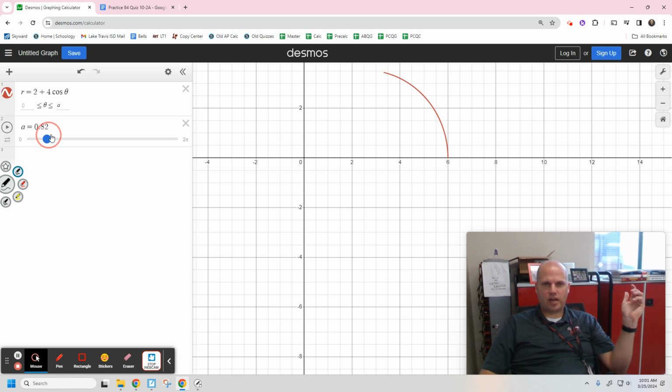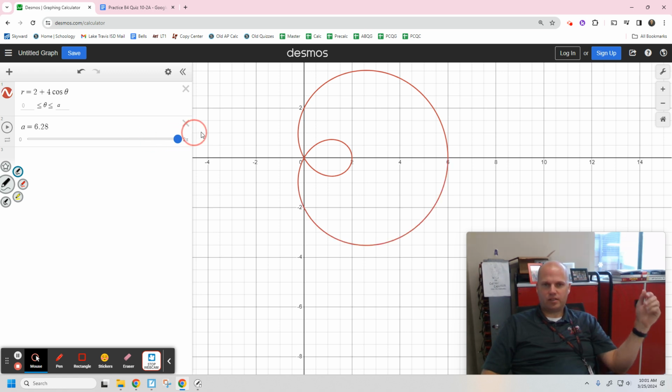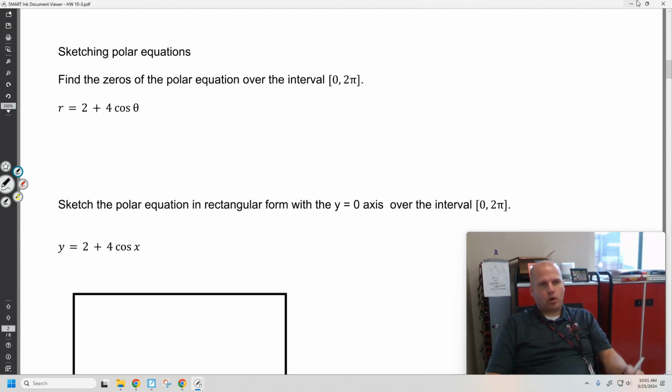Again, here's how it's created. We have positive radiuses. At some point, we're going to stop. Our radius is 0. We'll have negative radiuses. We'll see why in a second. And we'll have positive radiuses. It's going to be important to find these zeros. Guess what? This is like unit 8. Solving. When does 2 plus 4 cos theta equal 0?